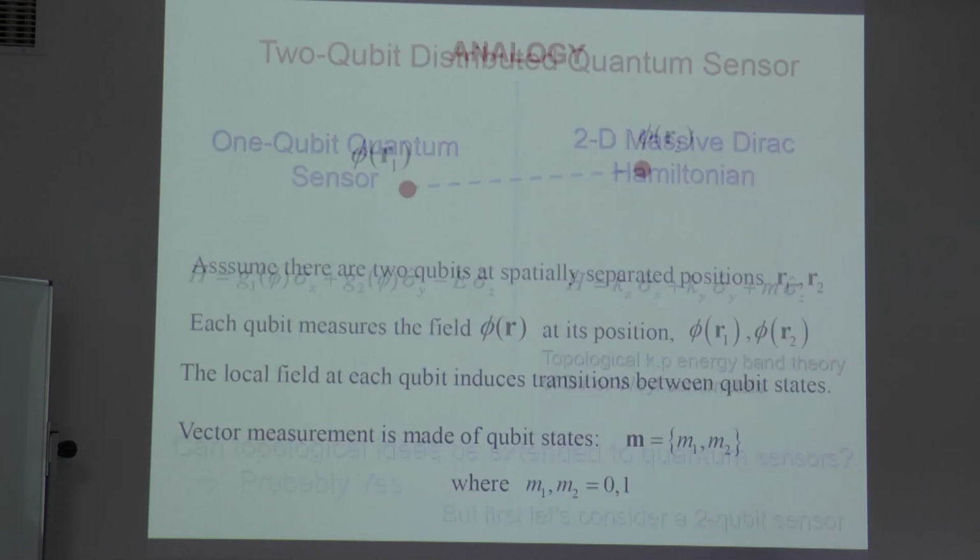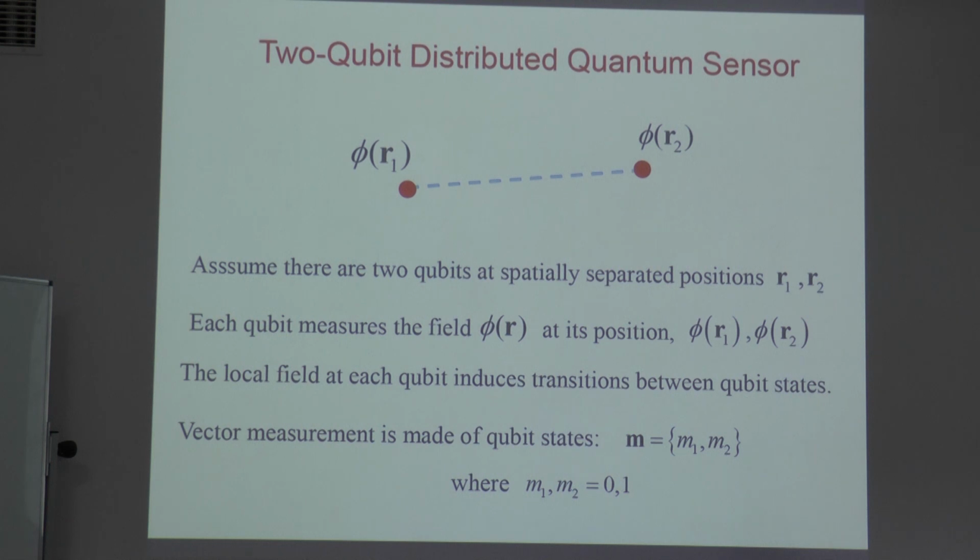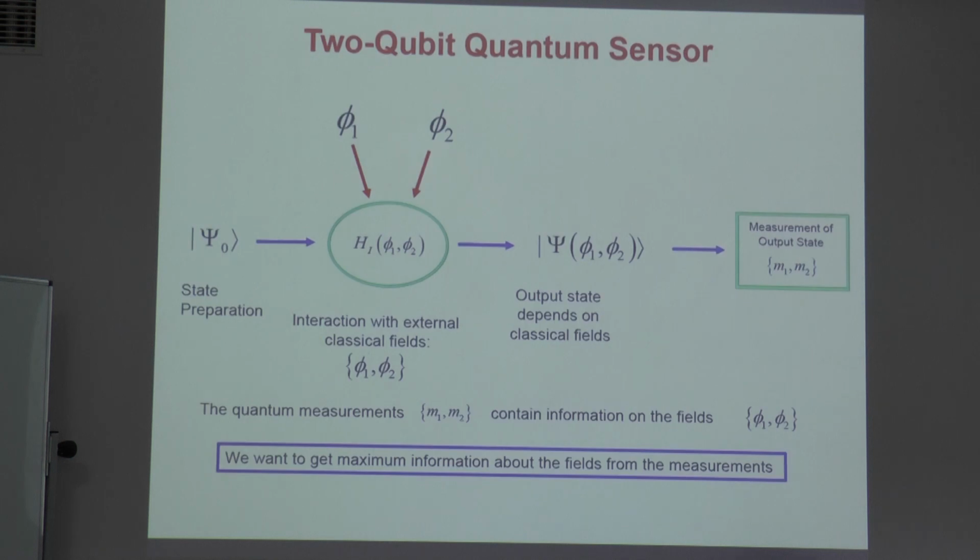at a 2 qubit sensor. So here's a 2 qubit sensor where now I have a qubit here at some position R1 that measures the field, and I have a qubit here at position R2 that measures the field, and I want to know simultaneously what the values of those two fields are. And now the picture is the same.